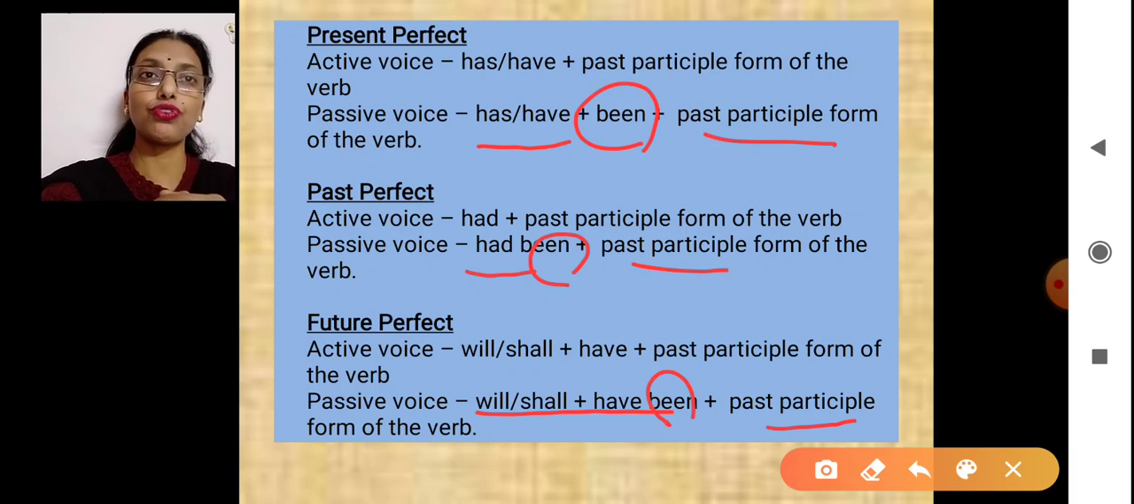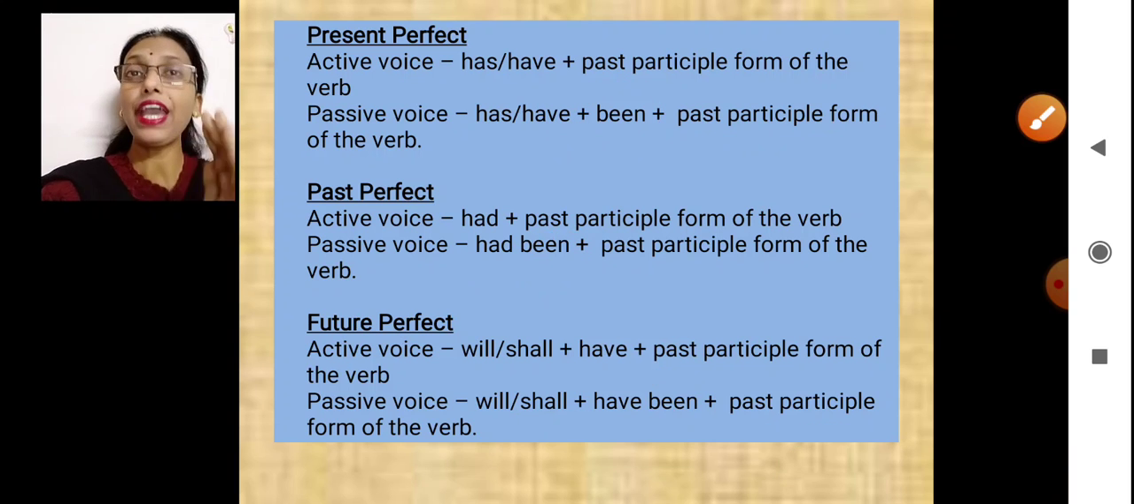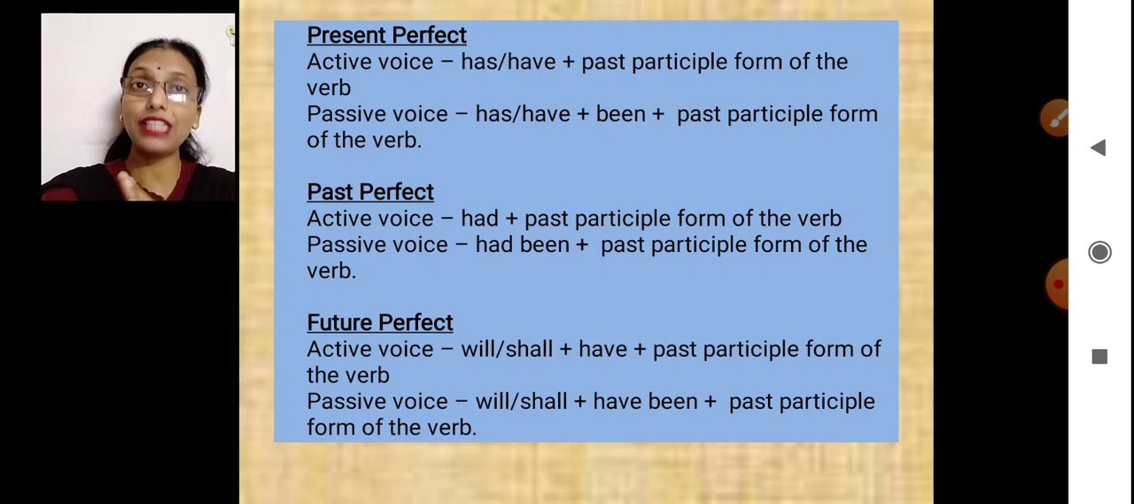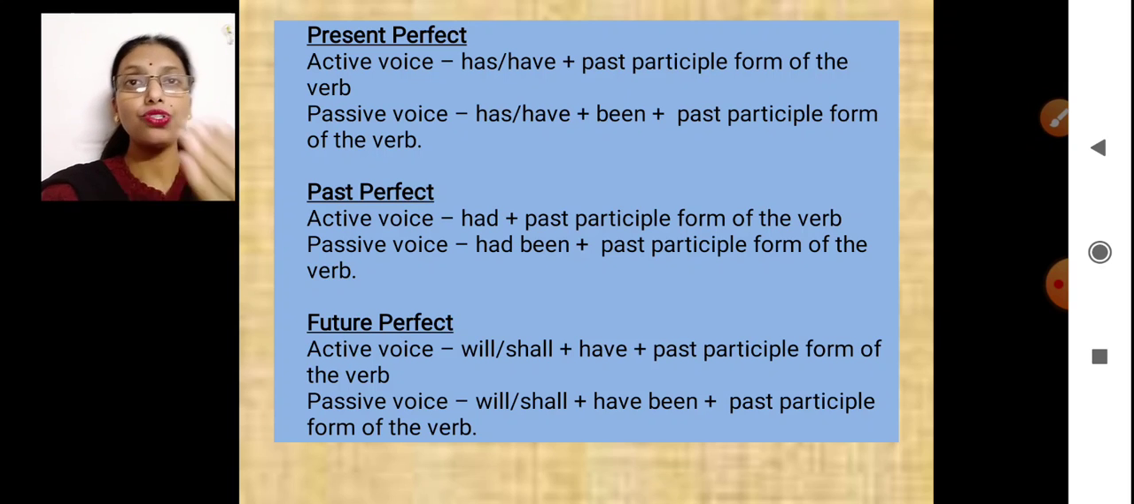Okay children, I hope now active and passive voice is pretty clear to you and you're confident to do the exercises. Yes, just revise the chapter once again. Any doubts will clear in our class.